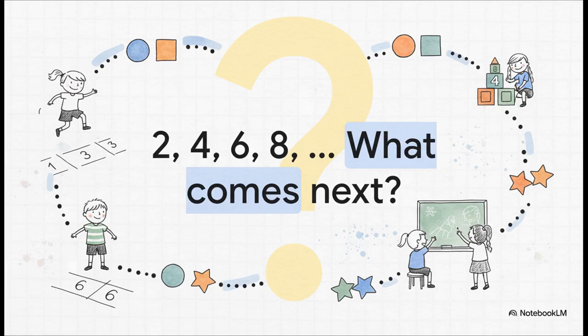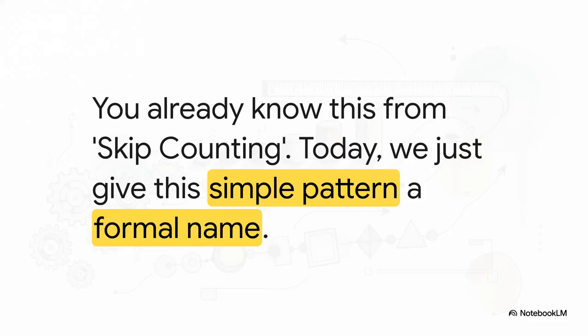2, 4, 6, 8. What comes next? You didn't even have to think about it, did you? It's 10, obviously. Then 12, then 14. You've been doing this forever, since way back in grade school when your teacher called it skip counting. See? The basic idea is already locked in your brain.